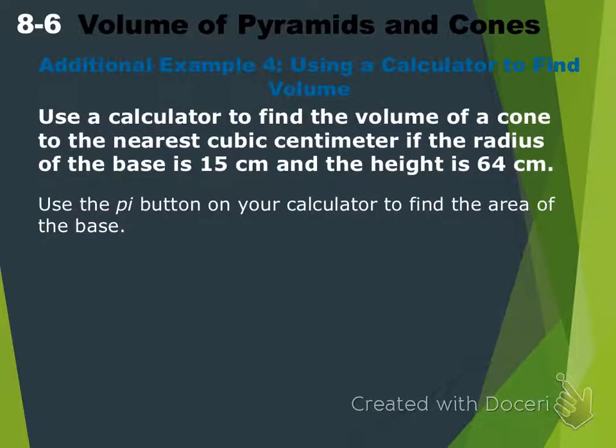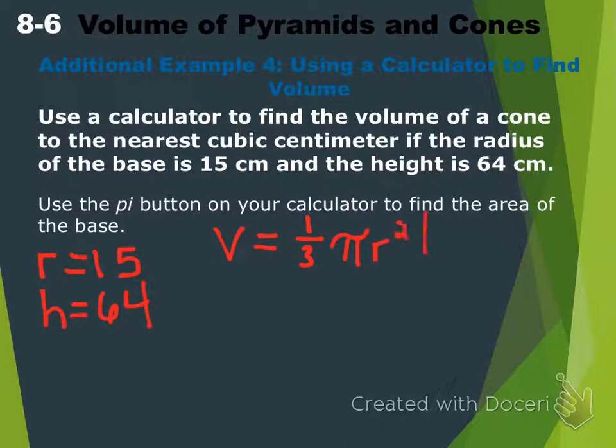So now, let's try another example here of a word problem. Use a calculator to find the volume of a cone to the nearest cubic centimeter if the radius of the base is 15 centimeters and the height is 64. So what it's telling us here is that the radius is 15 and the height is 64. So again, we're still using the same formula. Volume equals 1/3 pi r squared times the height. So volume equals 1/3 pi, our r stands for radius, which is 15 squared, times the height of 64.